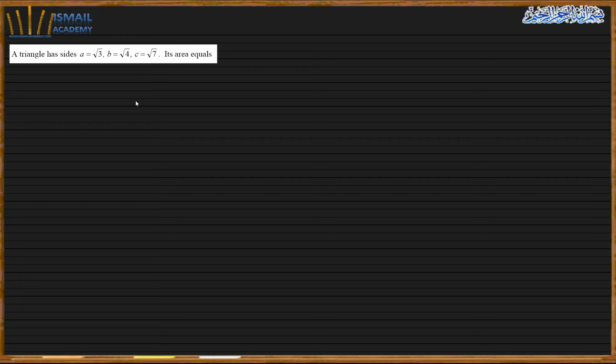So we know that the right triangle has what? a squared plus b squared equals c squared. So this works only for a right triangle. If it's not right, it cannot be equal. So if I notice that this one squared plus this one squared gives me that one squared, that means I'm dealing with a right triangle. So I have a right triangle that has a hypotenuse of square root of 7, one side is square root of 3, the other side is square root of 4.